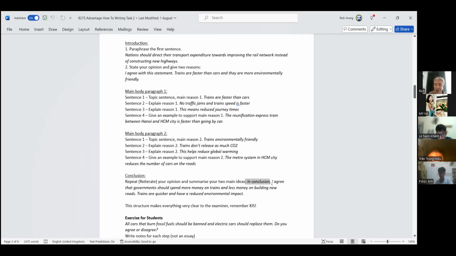ideas. Remember, always start off your conclusion by saying, in conclusion, I agree government should spend more money on trains and less money on building new roads. I'm just reiterating my opinion, the same opinion I said in the introduction. And I just repeat my two main ideas, again just paraphrasing. So my two main ideas are trains are quicker, and they have reduced environmental impact. They produce less pollution. This structure makes everything clear to the examiner. Very clear structure.